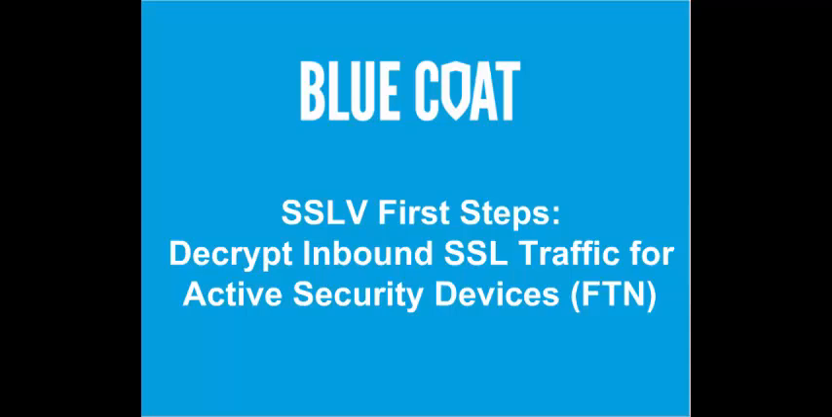This video tutorial describes the deployment scenario of the SSLV appliance configured to decrypt inbound traffic and send it to an active security device, with an option on power failure to forward the traffic to the other side of the network, bypassing the security device. Examples of this would be with a next generation firewall or IPS that is in line with your network traffic.